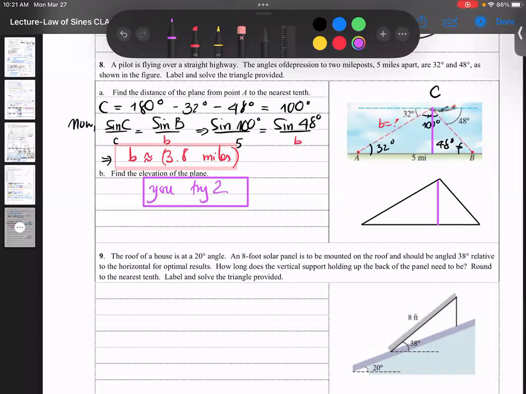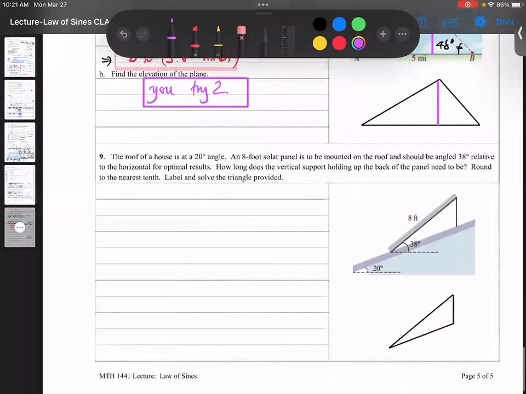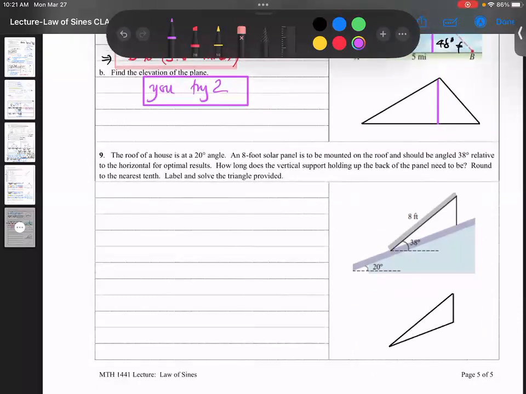Number 9, last one. It should be short, promise. I have a house. The roof of a house is at a 20-degree angle, like in the picture. An 8-foot solar panel is to be mounted on the roof and should be angled 38 degrees relative to the horizontal for the optimal result.